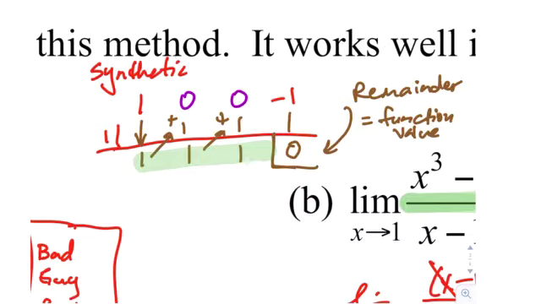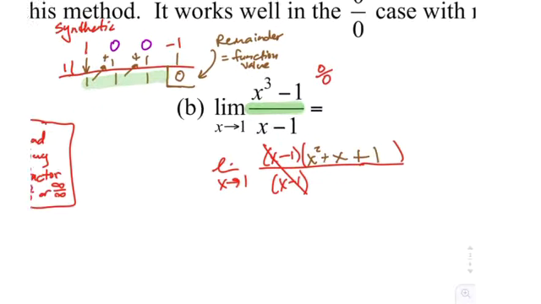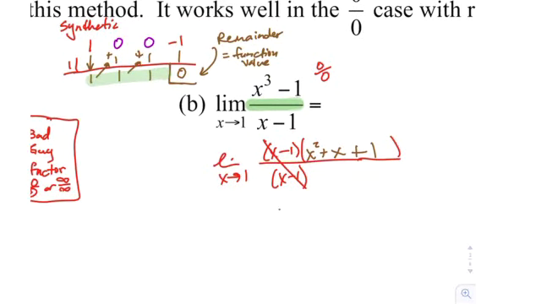So if we started with an x cubed, this would be 1x squared plus 1x plus 1. Yeah, those are the coefficients. So it's a little bit faster than long division. 1x squared plus 1x plus 1. There we go. And now I could just plug that 1 into what's left. And I get 1 plus 1 plus 1, which is 3.